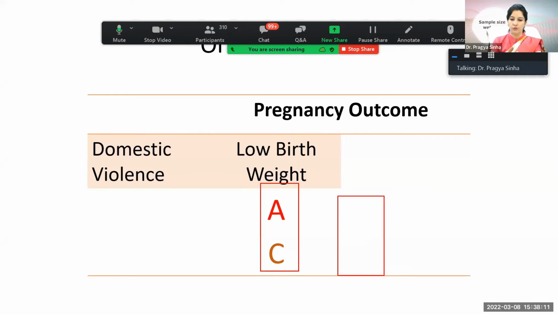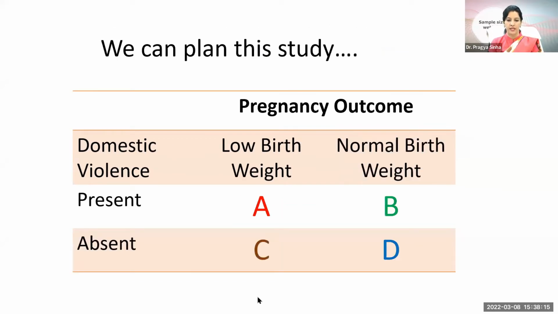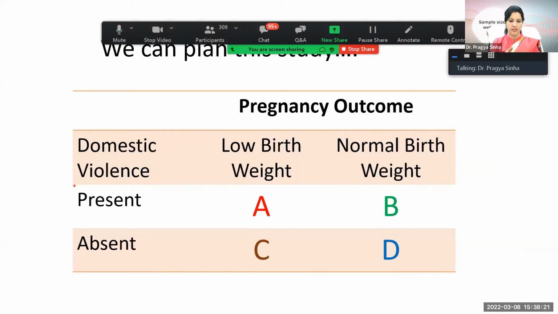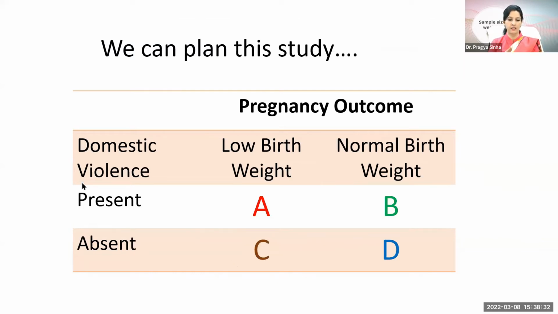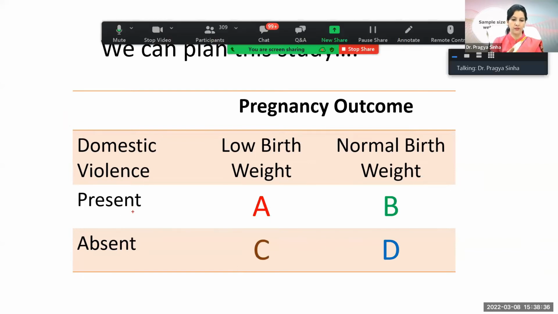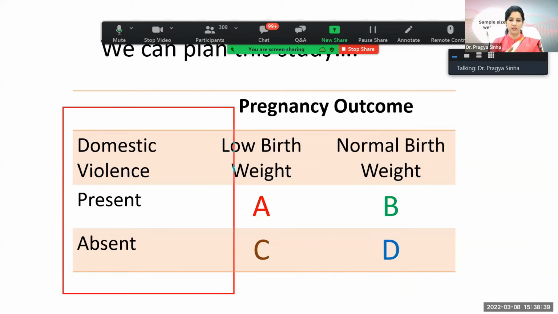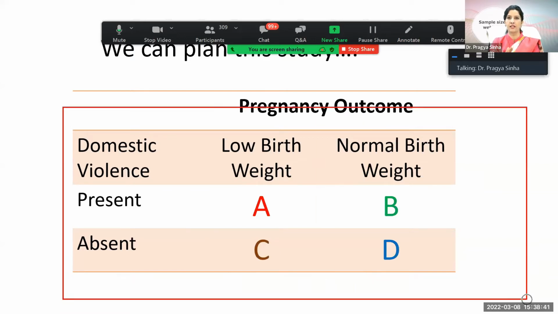Okay. So to summarize once again, if the investigator is only doing a study where he is presenting the result in the form of A and B, there is no comparison group, then this is a cohort study. If the investigator is presenting the result like this, where he has a typical 2x2 table, then we call it a classical cohort study.